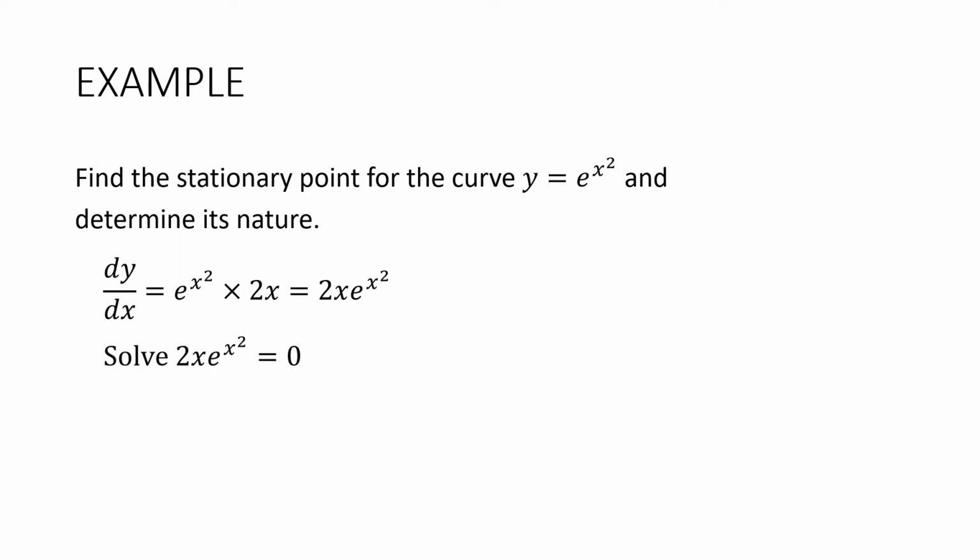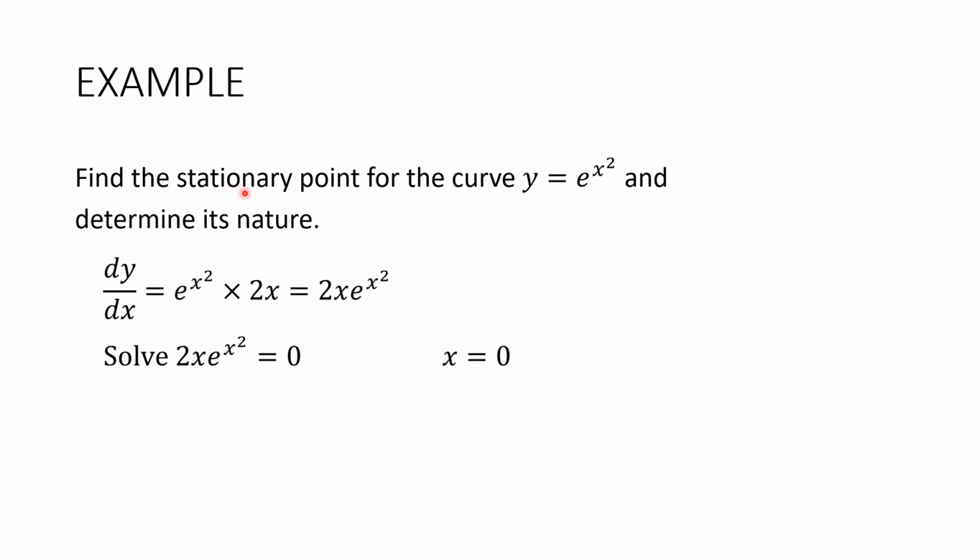And we want to solve that equal to 0. Now, we can use the null factor law here because we've got a product that's going to equal 0. So either 2x is equal to 0 or e to the x squared is equal to 0. But e to the x squared is never equal to 0, so we can ignore that. We just need to solve 2x is equal to 0, which of course gives us x is equal to 0.